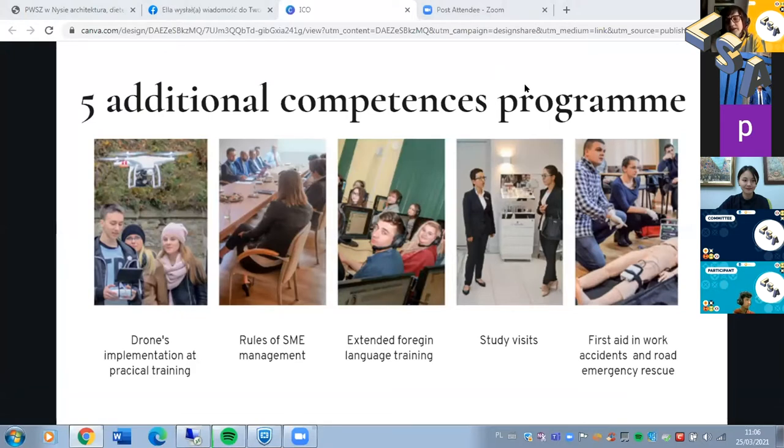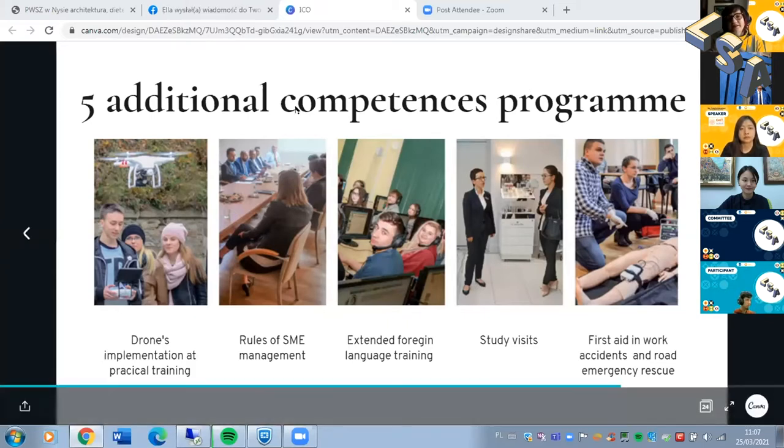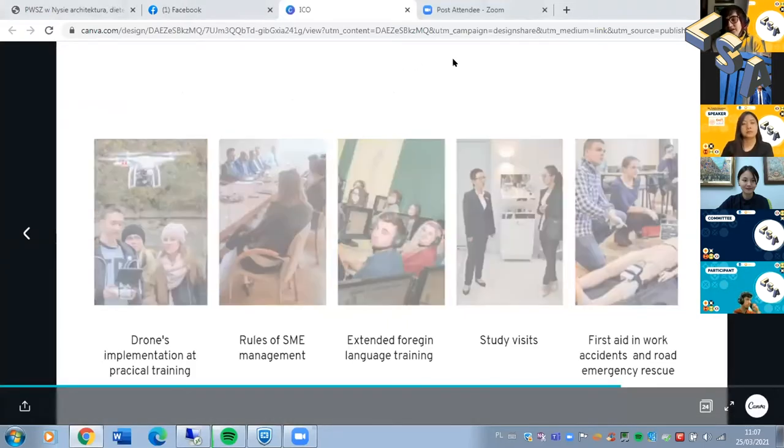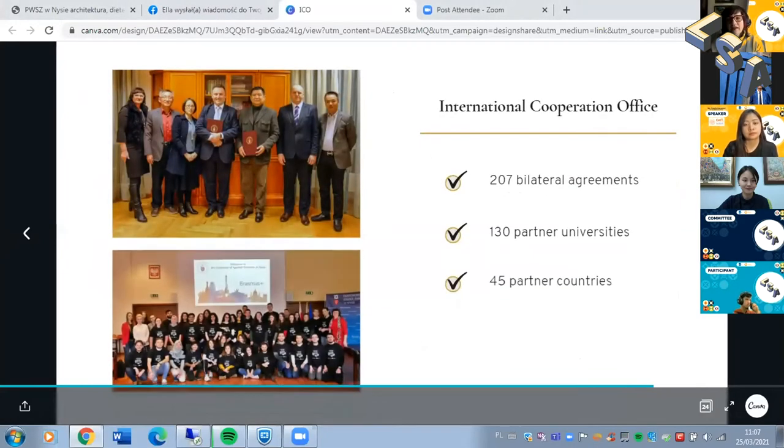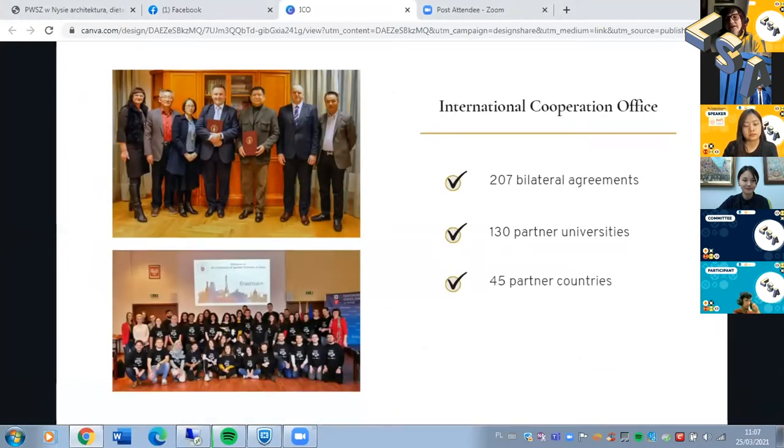We deliver to our students study visits, which means that every student during the school years has to go to the companies that cooperate with us to see how they operate, to see the facilities. This is also obligatory, and we organize it as a university. Students have the unique chance to meet the employer before they go to the market. And also, we teach first aid to the students. So we are training them in that case.